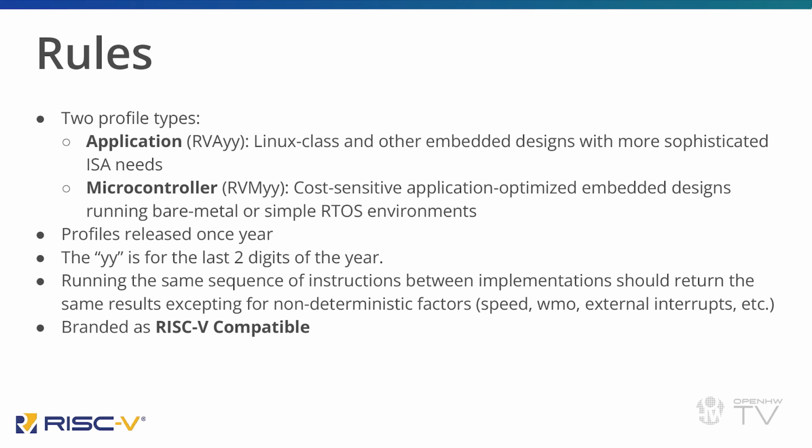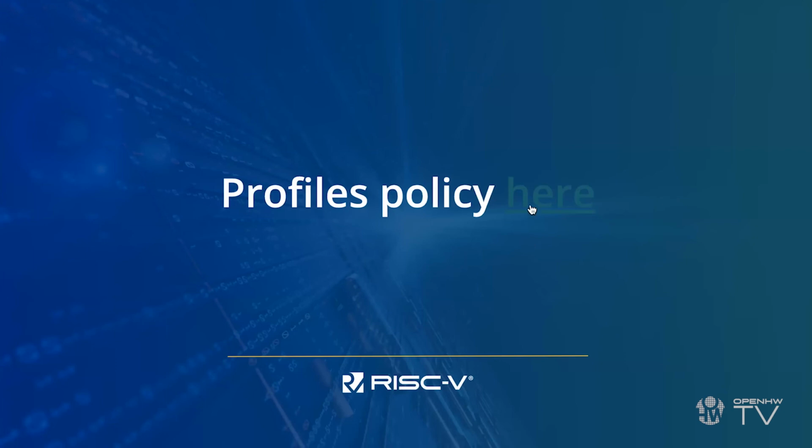We're going to release profiles once a year. And the whole idea in the end is you should be able to run the same sequence of instructions between implementations and get the same result, excepting for non-deterministic factors. And finally, if you pass the architectural compatibility test, ACT, you get to brand as RISC-V compatible if you are a member. And finally, I just want to flash up some of the supporting documents.